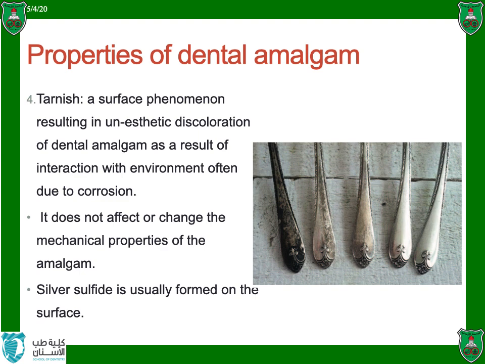The fourth property of dental amalgam is tarnish. Tarnish is a surface phenomenon resulting in an aesthetic discoloration of dental amalgam as a result of interaction with the environment, often due to corrosion. In Arabic, we can consider tarnish as the loss of the shine of the filling, as you can see in this picture. Part of the filling has become very black, and the new part, or the part that has not been exposed to corrosion or oxidation, is still shinier.